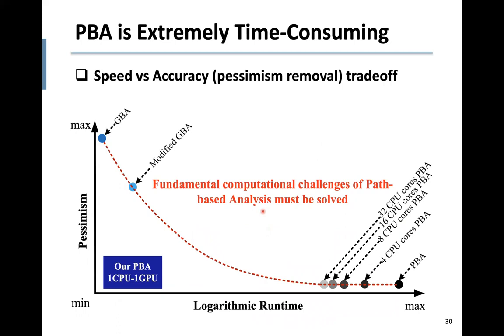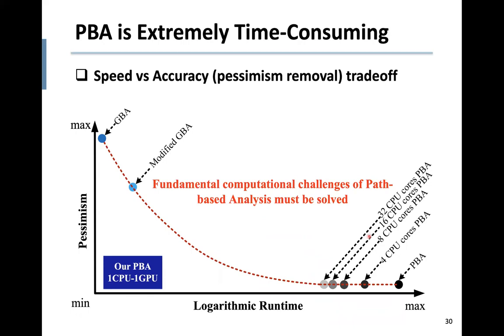PBA, path-based analysis, is very time-consuming because there are trillions of paths in a million-gate design. There is also this speed versus accuracy trade-off. The more paths you generate to reanalyze, of course, the more pessimism you can remove, and thus you get a higher accuracy of the result. However, generating more paths means higher runtime you need, right? Because it requires more computation to generate a path.